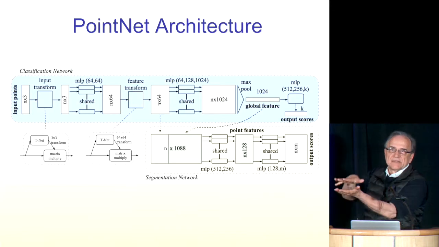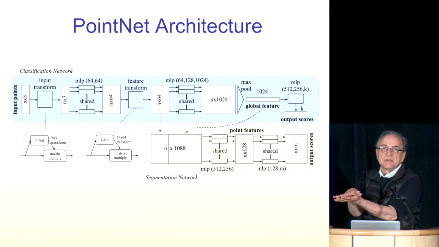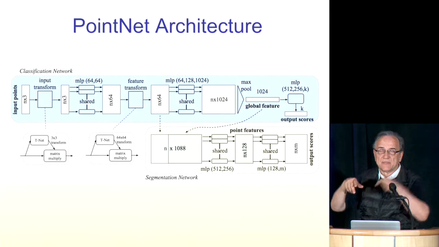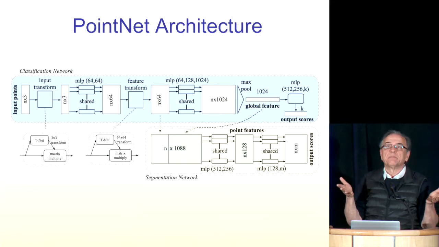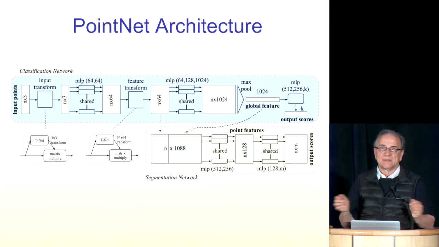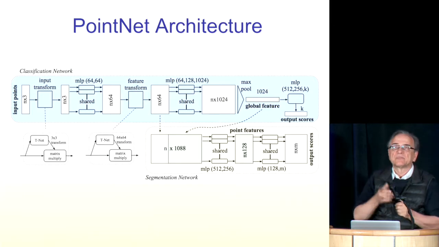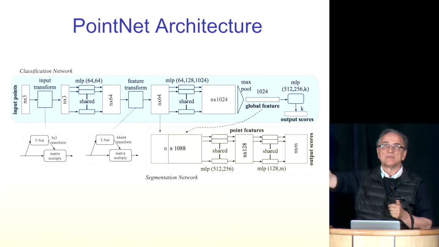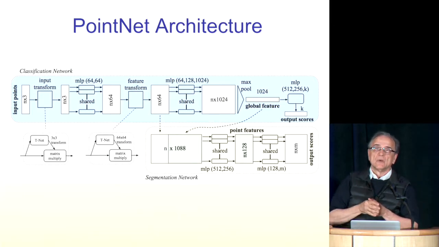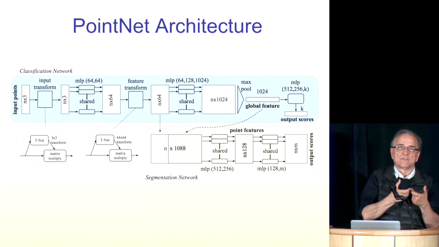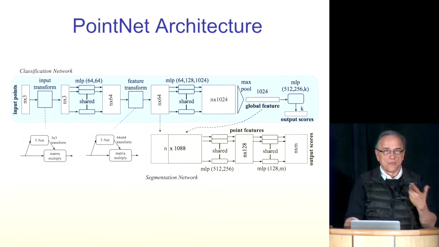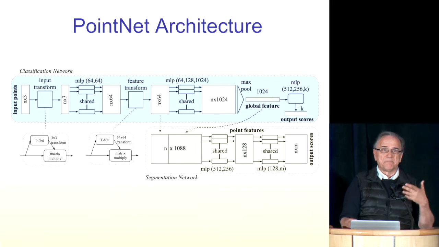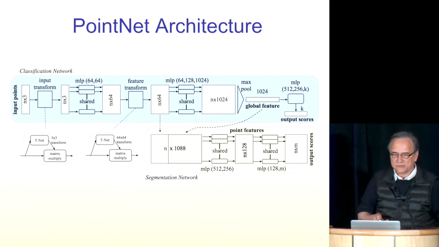Then there is a symmetrizing step where you aggregate all this information in a symmetric way so that the ordering of the points has no impact. And we found that max pooling is what works best. And from that, we generate a descriptor that can be used, for example, for classification, or we can augment the local information with this global descriptor to do things like estimate per point functions, like segmentations.